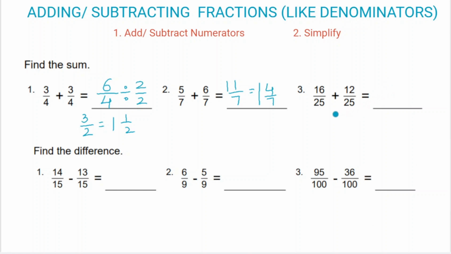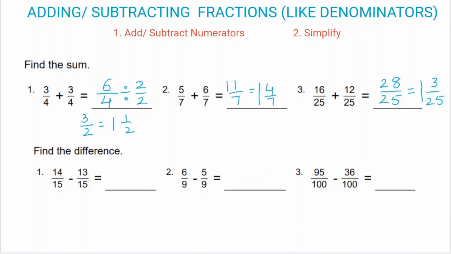Alright, now let's do this. 25 and 25, the denominator is the same, so I'm going to have 25 in my answer as well as a denominator. 16 plus 12 is 28. Now this is an improper fraction, and if I have to convert it into a mixed number, it will be 1 and 3 over 25. So I hope you get this correct.